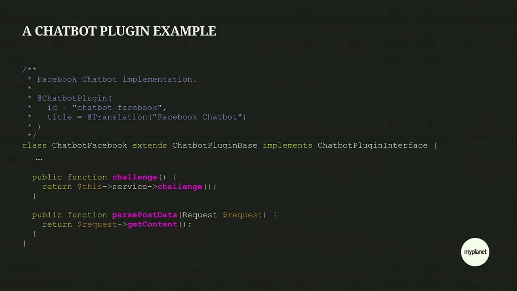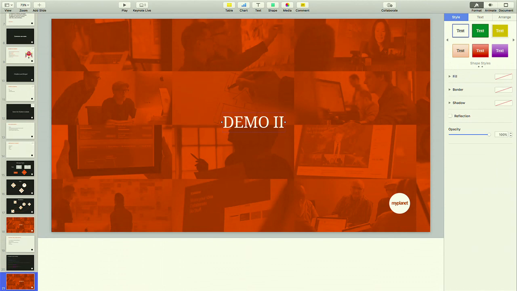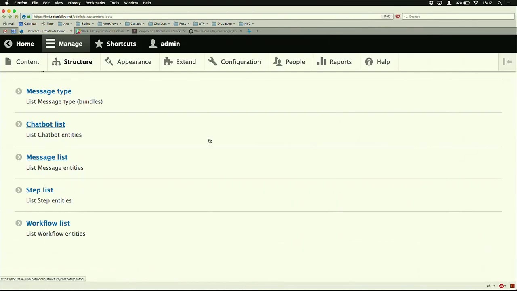Hopefully you can see this. This is a simple example of what a chatbot plugin looks like. It's as simple as that. You will probably have to implement, as I said, the services and the workflow. It will consume a lot more code. But as for the plugin itself, it's basically these two methods and one class that you write with the appropriate annotation. Right? So let's go to another demo. For the guys that are more into code, I will show you some code later on.